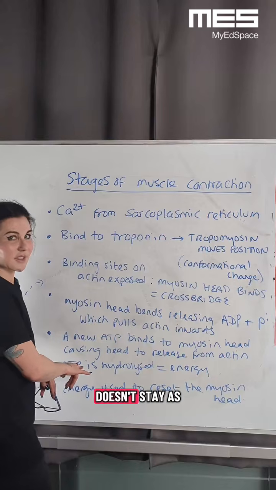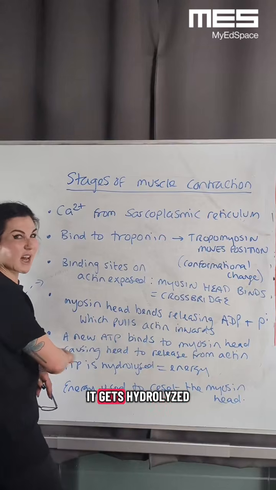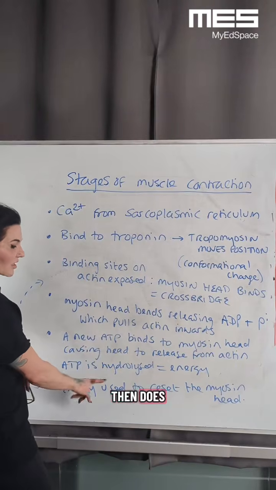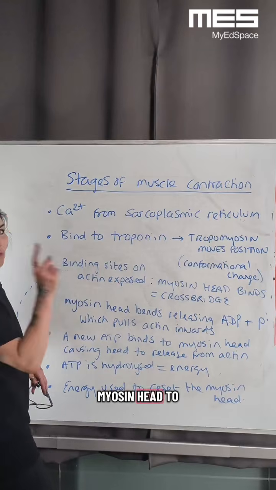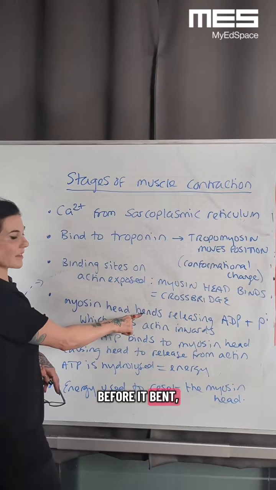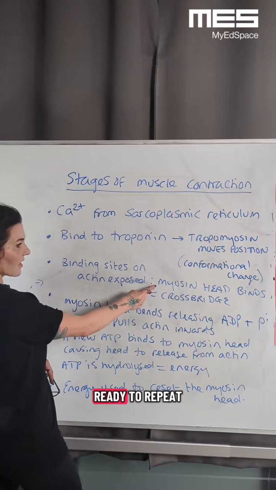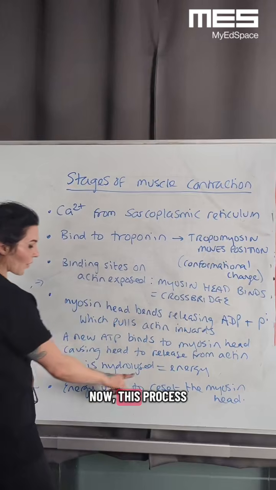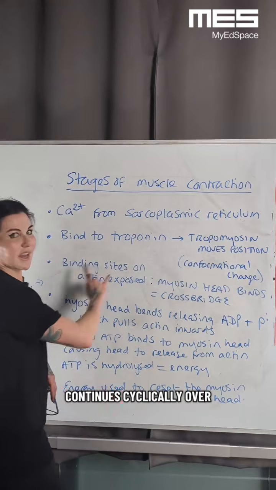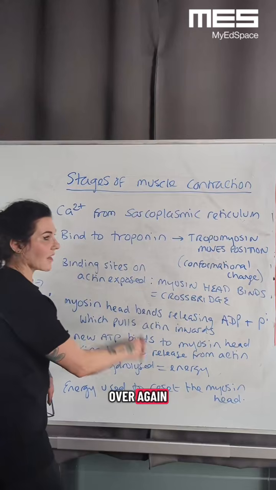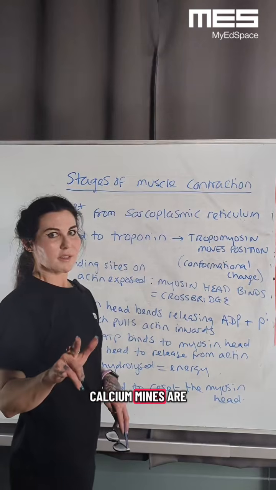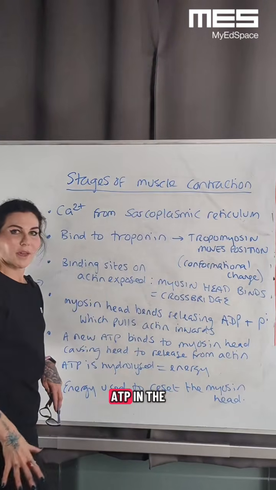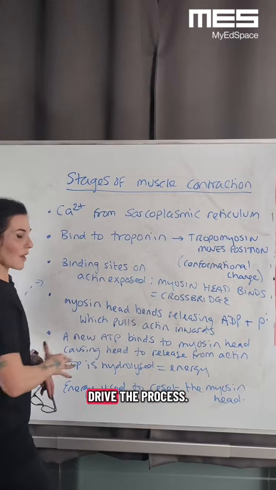Now the ATP doesn't stay as ATP for long, it gets hydrolysed very quickly, releasing energy, and that energy is used to reset the myosin head to its original position before it bent, which means it's ready to repeat the process and go back to this stage of the cycle. Now this process continues cyclically over and over again as long as calcium ions are still present, keeping that block out of the way, and there's enough ATP in the local area to drive the process.